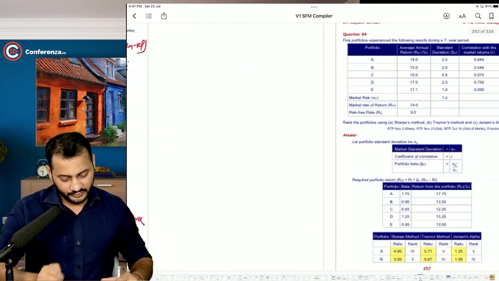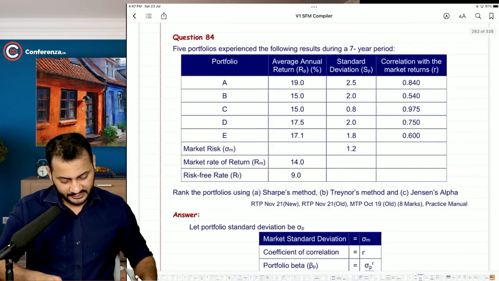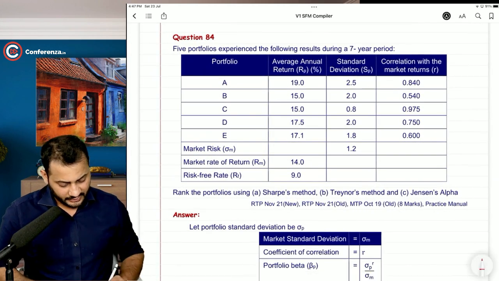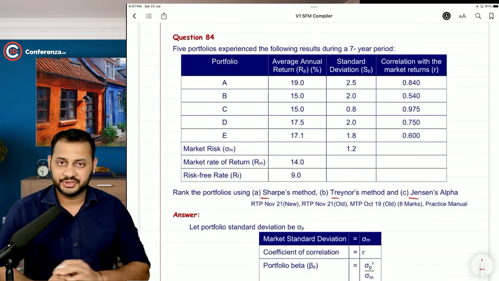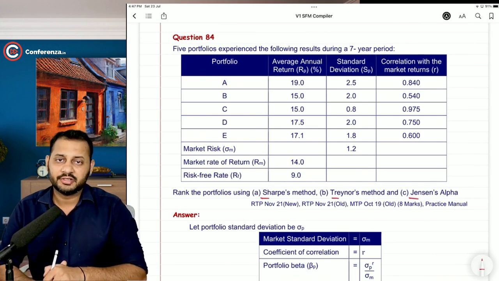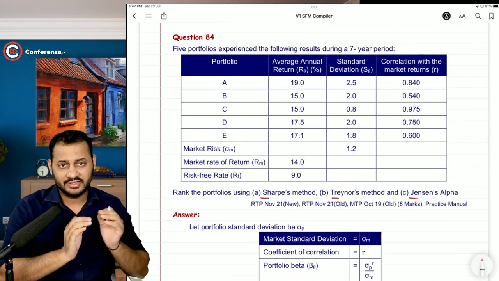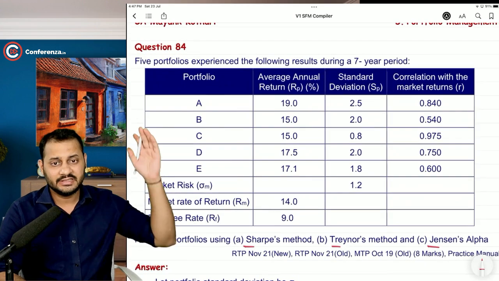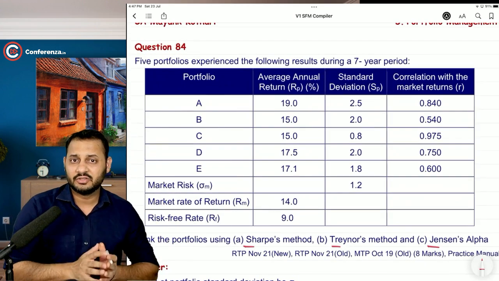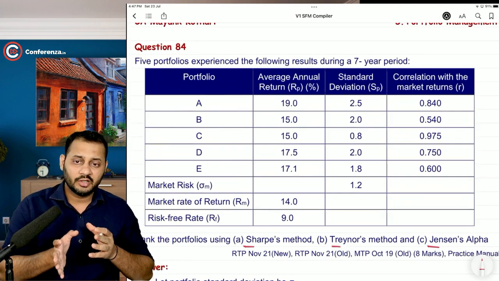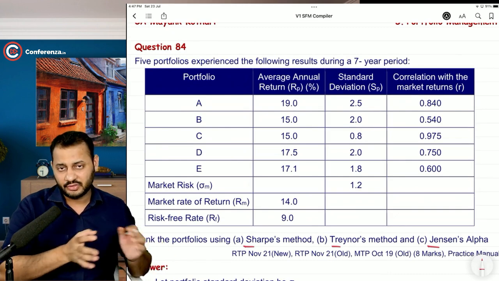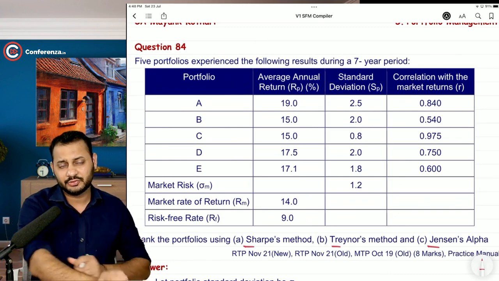Let's move on to the next question now. This is again interesting, and now in this question we are going to calculate all the three measures: Sharpe's ratio, Treynor's method, and Jensen's alpha. Have a look. Again, there are 5 portfolios: A, B, C, D, E. So this is the third question where you are seeing lots of similarities, so I'm going to move fast in this question as well.